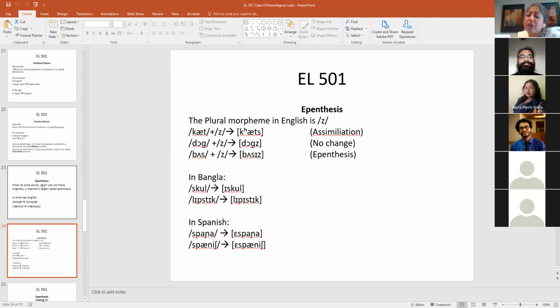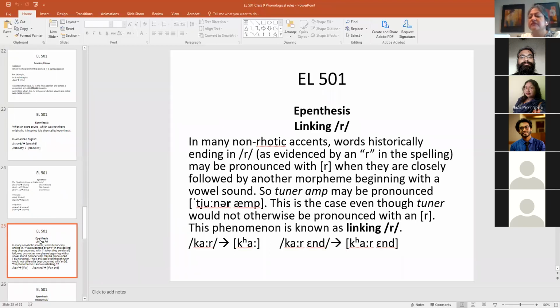It is the exact opposite of deletion, where you have a sound and you get rid of it. Over here, you have all the sounds that you require for the word, but you insert something extra to help you pronounce some words. This is epenthesis. Now, this brings us to a very interesting phenomenon that happens in English. I'm going to say just a little bit on it, but I'm going to play a video for you. I think it will be easier for you to understand when you see that video.